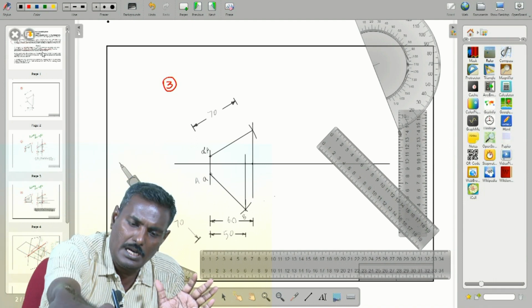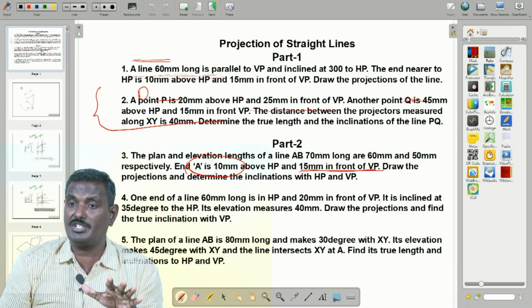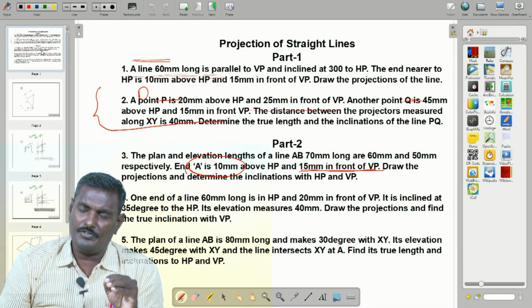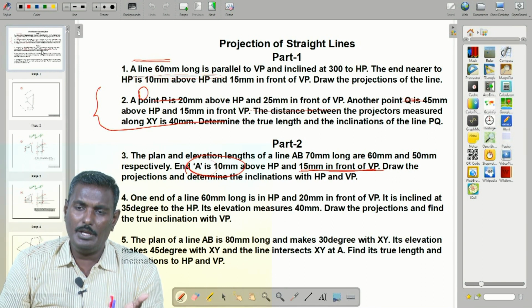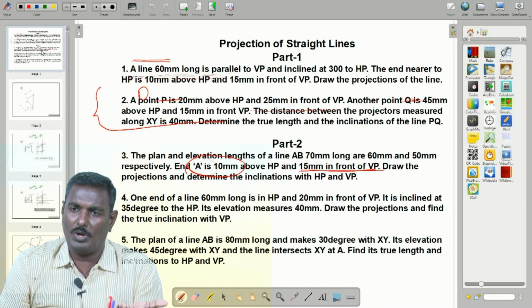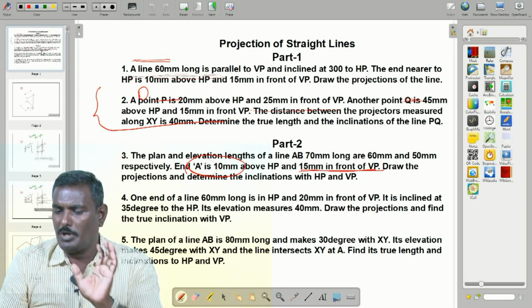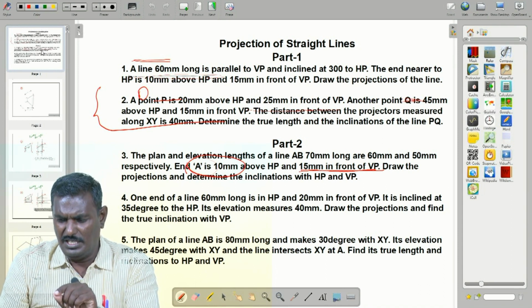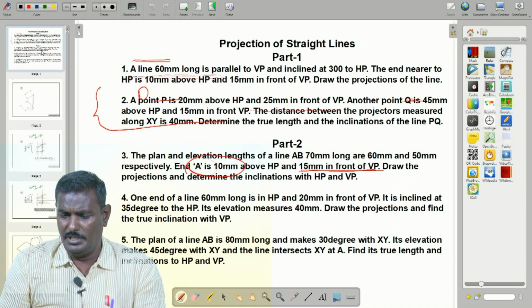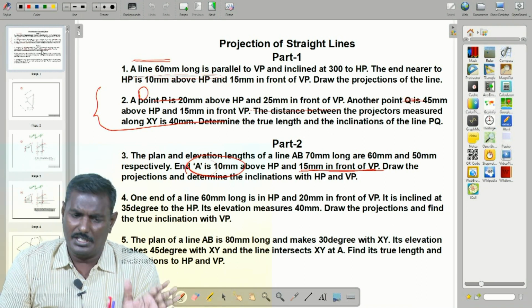So what are they asking now? Draw the projections. Actually it is not a single projection. It is a projection of plan and a projection of elevation. If you consider any one parallel to the plane and project the other one, then it gives like this. That is the concept given in this problem. But draw the projection and determine the inclination with HP and VP. That is projection, not true inclinations. Here they are not asking for true inclinations.